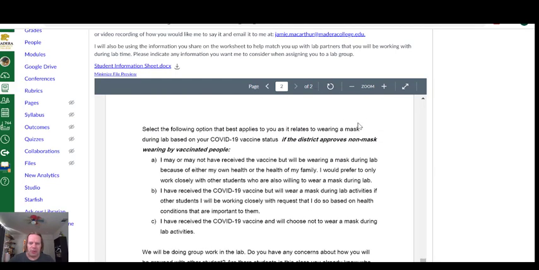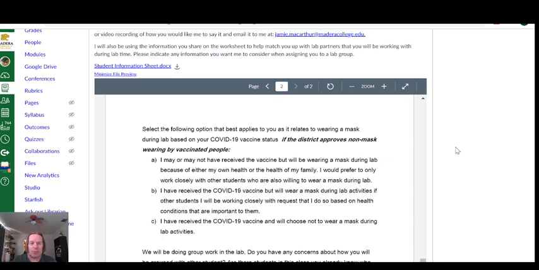I did have a question here about how comfortable you feel working with people who might not be wearing masks. Now, of course, to start the semester, we'll all be wearing a mask because of the district policy. However, hopefully we're able to get back to a safe spot where maybe before the semester is over, we are able to not wear masks.